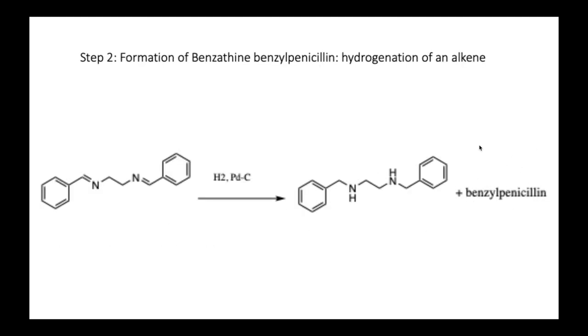So the next reaction that we'll be looking at is the formation of benzathine benzyl penicillin, and this is a hydrogenation of an alkene in which syn-cis addition of hydrogen occurs across a double bond. This is slightly different from the mechanism that we have talked about in class, which occurs over a carbon-carbon double bond, whereas this is a carbon-nitrogen double bond. However, since it follows the same process, Professor Chem said that it would be okay to use this reaction.